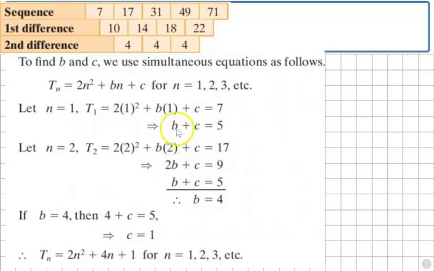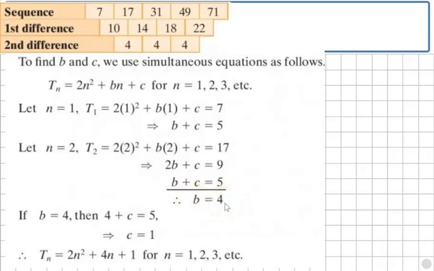And then we're going to take the equation that we just set up, b plus c is equal to 5, and write it underneath. And then we're going to solve. So we can change the signs on the bottom, so the c's will cancel. So c minus c will cancel, and 2b minus b will give us b, and 9 minus 5 will give us 4. So we've solved for b.